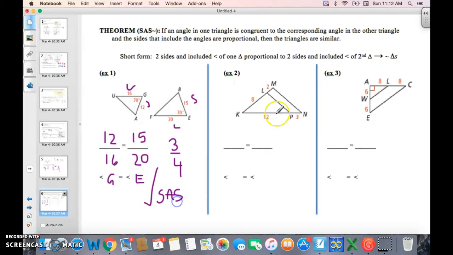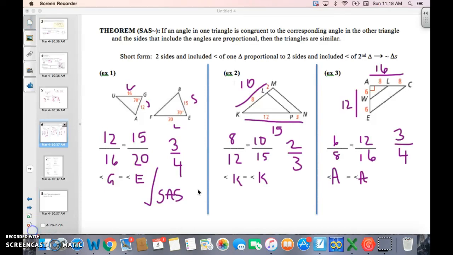Go ahead and try example 2 and 3. See if you can set up similar proportions, and we'll come back in 1 second. Please remember for example 2, the whole side length here for the big triangle is 10, and the whole side length here is 15. You notice the short side is 8 over the longer side, which is 12, and that would be 10 over 15. That's a scale factor of 2/3, and you can see that angle K here is overlapping in both triangles. Whereas in this problem, angle A is overlapping, and again, you set up the same ratio and you get 3 over 4. So all three of these triangles can be proven by side, angle, side.